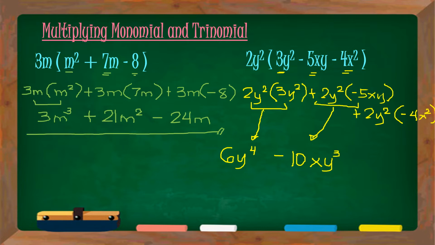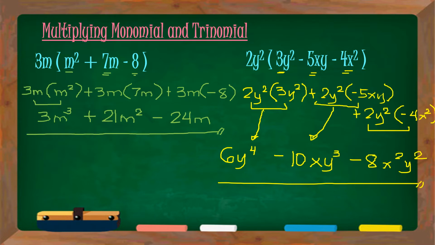Okay, next, we have positive 2 times negative 4, which is negative 8. Okay, bring down natin si x squared. Bring down din natin si y squared. Okay, so our final answer is 6y to the fourth power minus 10xy to the third power minus 8x squared y squared. Tandaan, kapag hindi isa ang variable, kapag dalawa or more, siguraduhin natin na naka-arrange siya alphabetically. Okay?